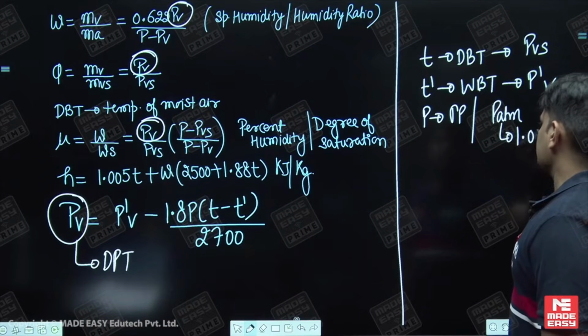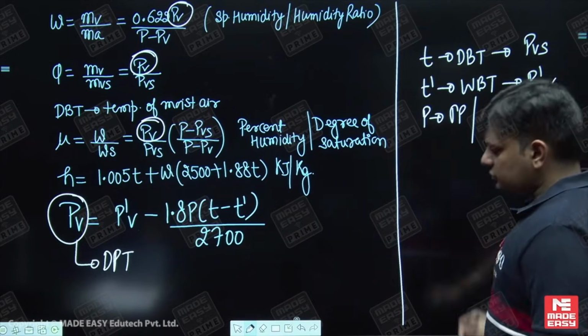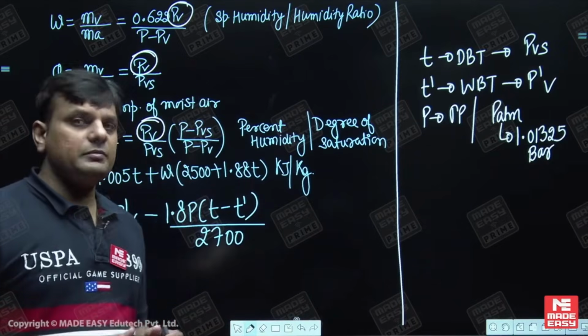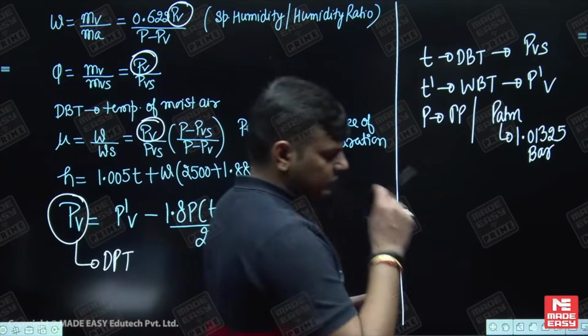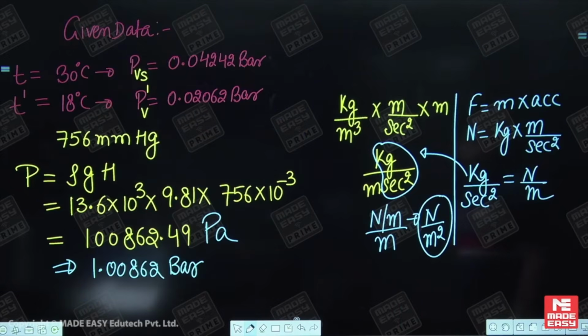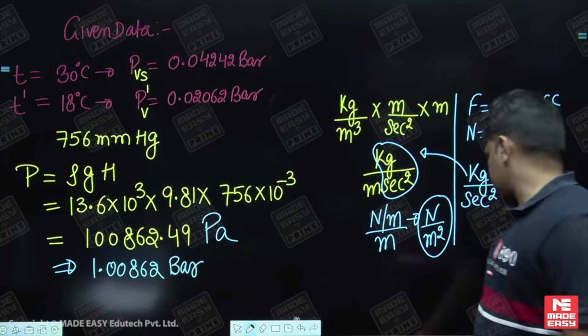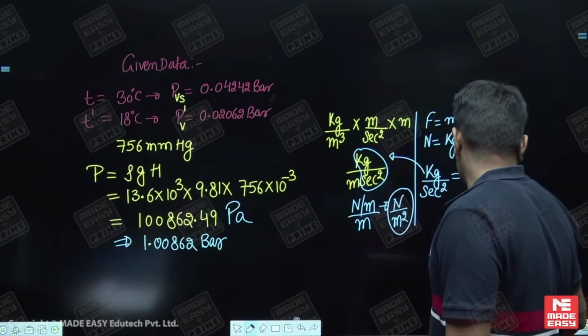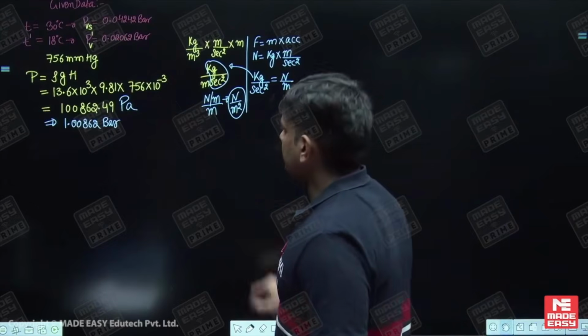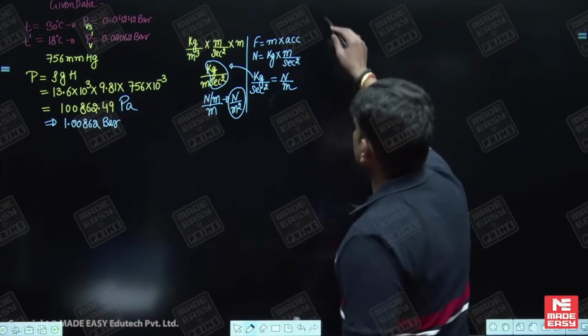But in this question, if you remember, they have given 756 mm of mercury. The meaning is that the total pressure is given in the question. If not given, you can solve the question by assuming atmospheric pressure. Now we will deal with this question and find out the different factors.